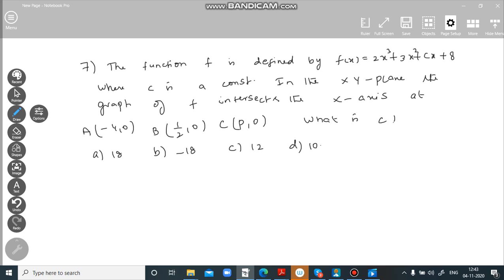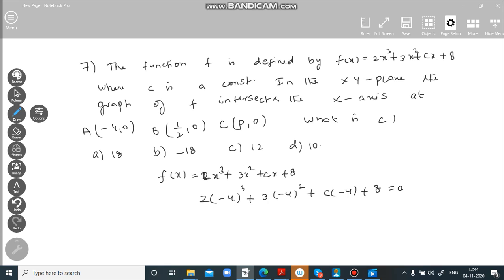Okay, to solve for c, I can make use of any of these points to substitute, that is minus 4 comma 0 can be substituted in the equation of f of x because it passes through that point. Taking f of x as 2x cubed plus 3x square plus cx plus 8, plugging in x as minus 4, I will be getting 2 times minus 4 the whole cubed plus 3 times minus 4 the whole square plus c into minus 4 plus 8 equal to 0.